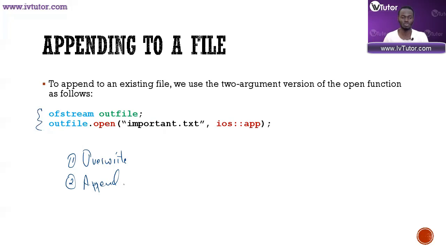If you just close your bracket here, and then you put a semicolon and you don't do anything else, that means you're going to overwrite that file, which means every time you run your program, it's going to overwrite this file. But if you want to append to the existing file, in the case that it exists, you simply use the open function again, but this time you give it two arguments. Number one, you give it the name of the file, and number two, you give it this directive, ios::app, which is short for append.